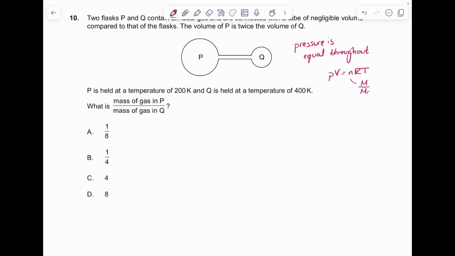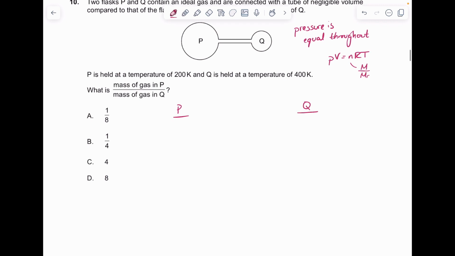So if we consider container P, container Q, consider the gas in both. So in P, we've got pressure, we've got the volume in P, we've got the number of moles of the gas in P, and we've got R constant, and we've got the temperature in P. And then for Q, we've got the same pressure, we've got the volume of Q, number of moles contained within Q, constant R, and the temperature in Q.